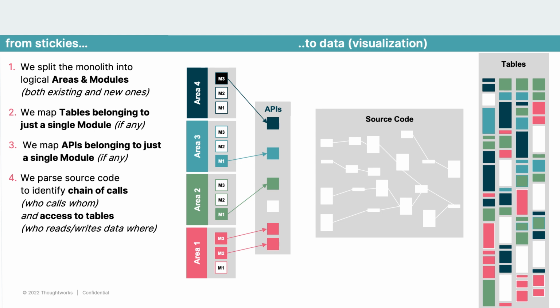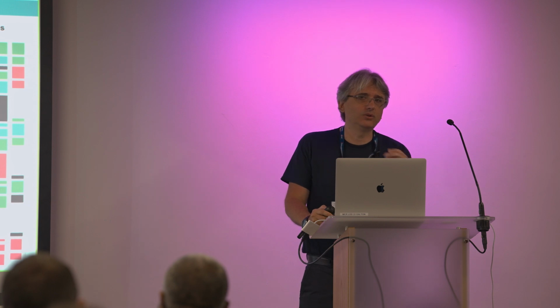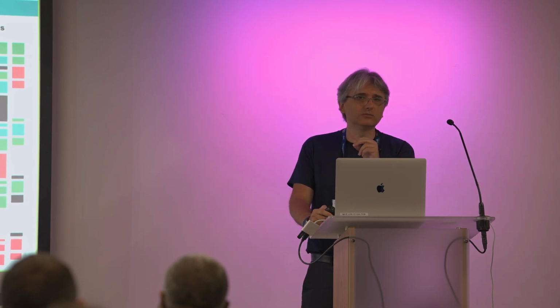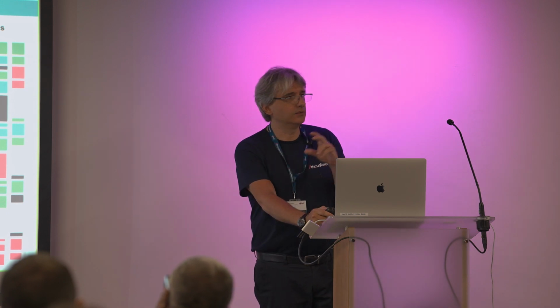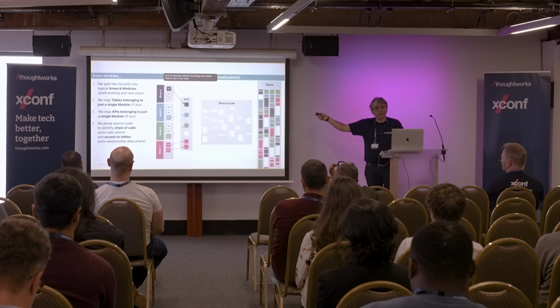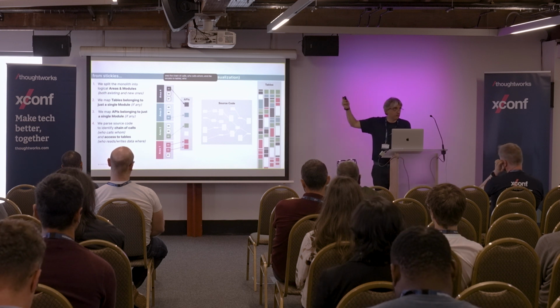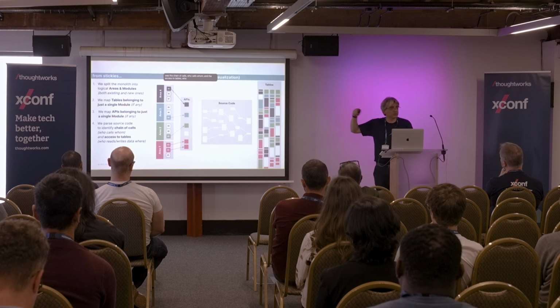Then you do simple things with the source code. You can just start parsing it and, for example, identify the things that matter the most to you. In our case, it was the chain of calls, who called whom, and the access to tables, who accessed whom, read, write, and so forth. Just to give you an idea, 4 million lines of code were actually 11 gigabytes of JSON structures, all the metadata, and so forth.